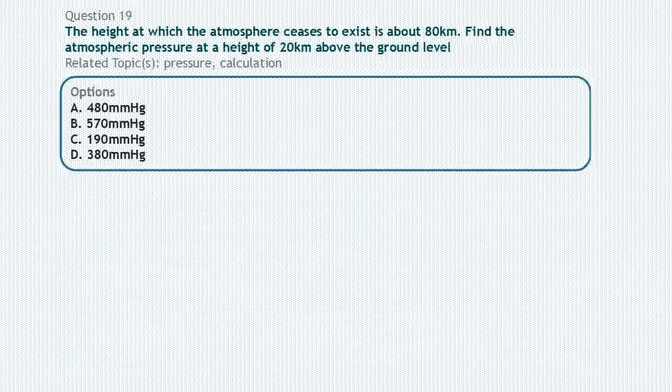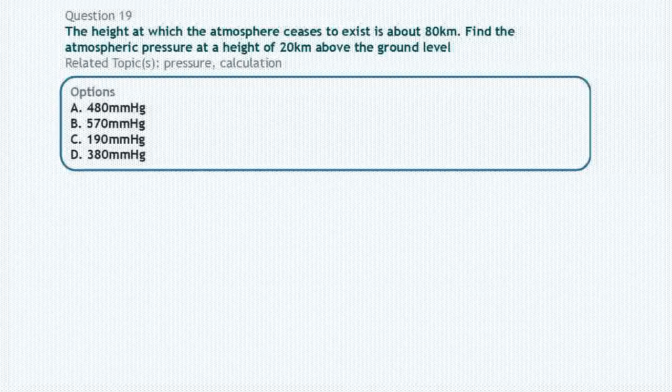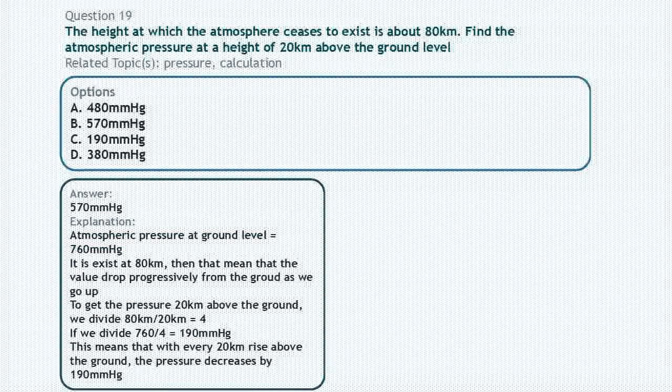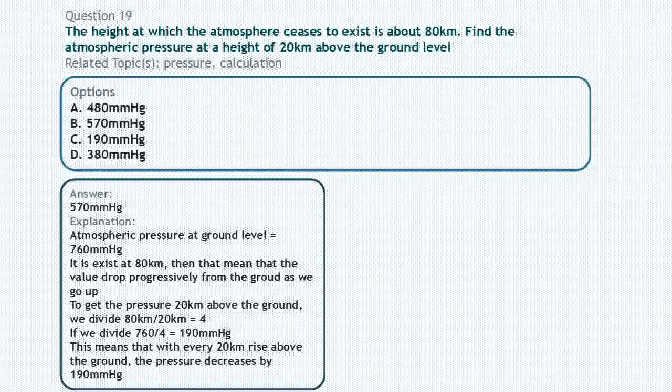Next, on pressure: the height at which the atmosphere ceases to exist is about 80 km. Find the atmospheric pressure at a height of 20 km above the ground level. So we'll be doing some sort of variation here. The atmospheric pressure at the ground level is 760 millimeter mercury. Now if it ceases to exist 80 km above the ground, it means that the value is going to be dropping progressively from the ground as we go up. As we are going up, the value is dropping.